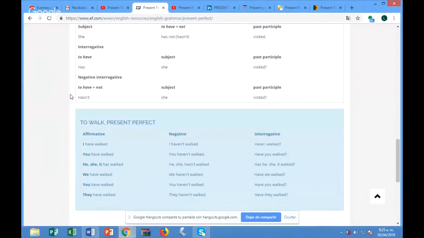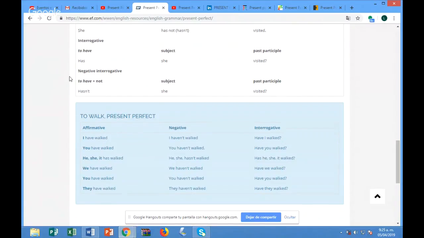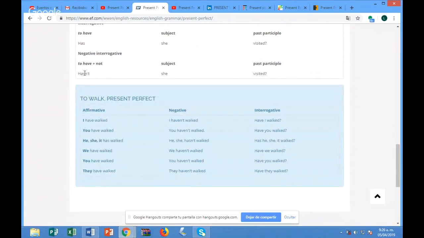In interrogative, to have, again, has she visited? So I explained to you before. In interrogative, we use have or has in the beginning of the phrase, plus subject, she, in this case, and the past participle, visit. Has she visited? In negative, interrogative, we use hasn't she visited or have not, okay?